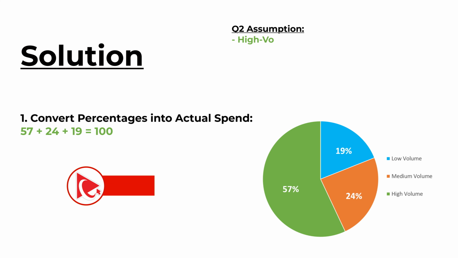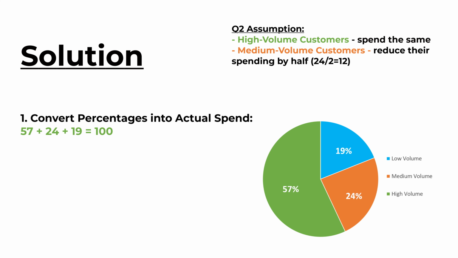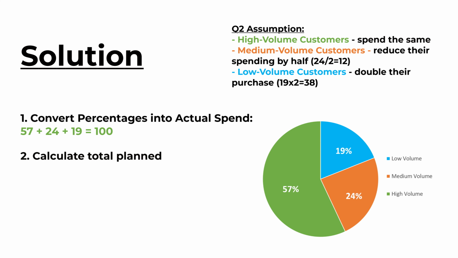Now, in the next step, we can calculate total planned spending in Q2. 57 for high-volume customers will remain the same. But we know that the medium-volume customers will spend the half, and half of 24 is 12. And then we know that the low-volume customers are planning to double their spending, which would be equal 19 multiplied by 2 as 38. So the new equation will be 57 plus 12 plus 38, which would be equal 107.